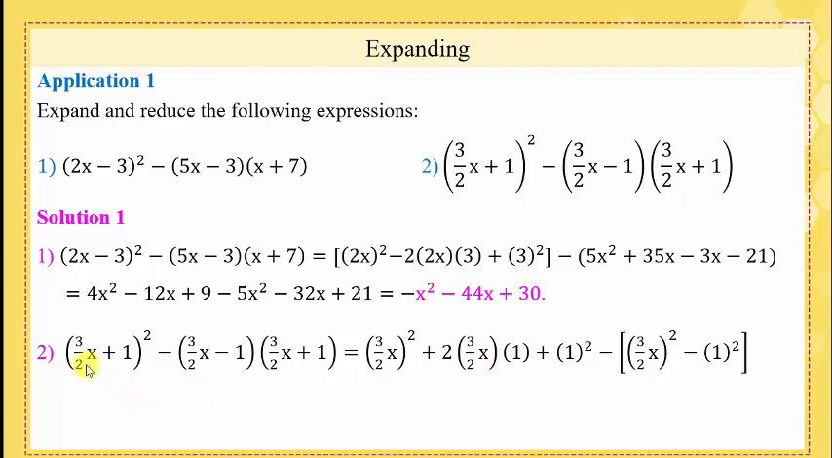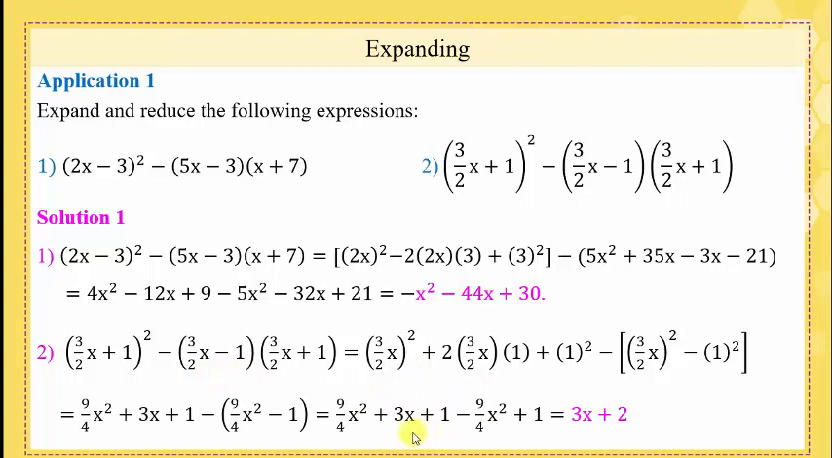Part 2. (3/2 x + 1) perfect square is of the form (a + b) perfect square, which gives 3 terms: (3/2 x) perfect square plus 2 multiplied by 3/2 x times 1 plus 1 square. Since we have minus, we open the bracket. Here it is of the form (a - b) into (a + b). So the answer is square of the first minus square of the second. And then we reduce it to get the answer 3x plus 2.